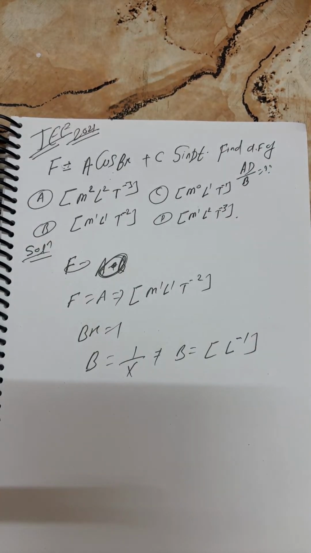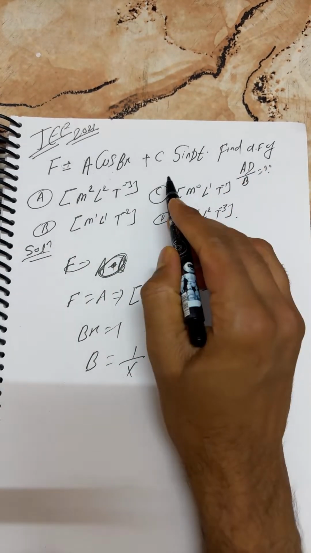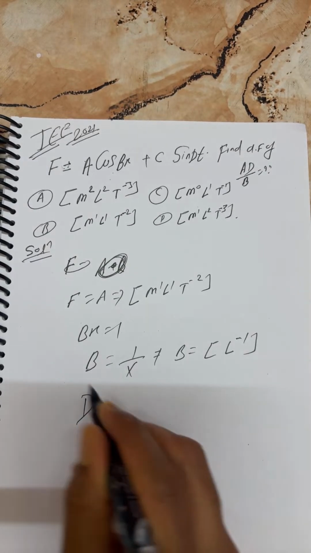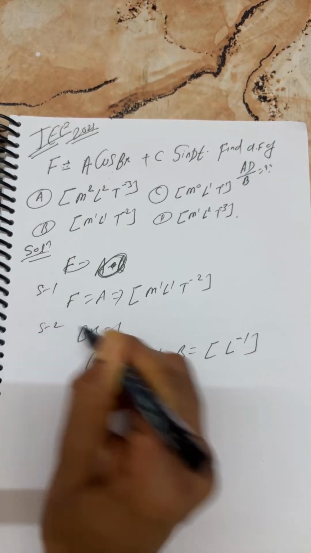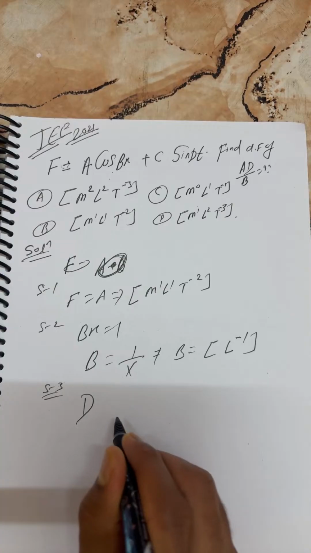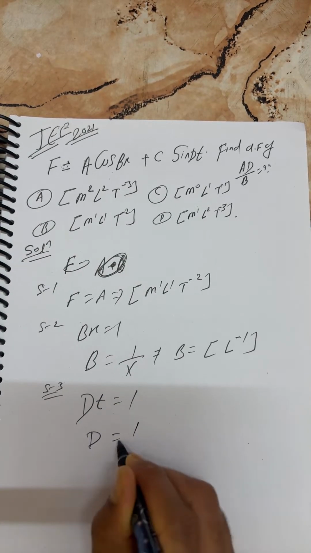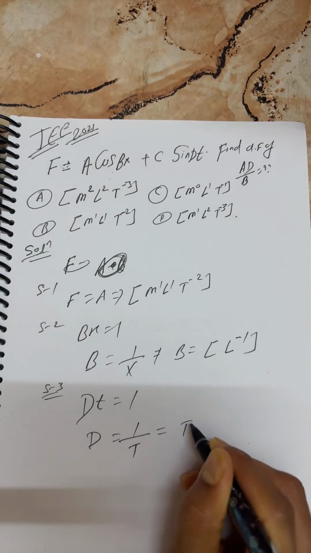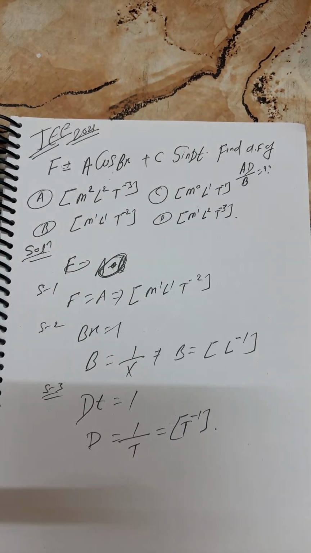Last is d. If you see here, no need to worry. You can simply write step 1, step 2, step 3. So d into t is equal to 1. D is equal to 1 by t. So d is T to the power minus 1.